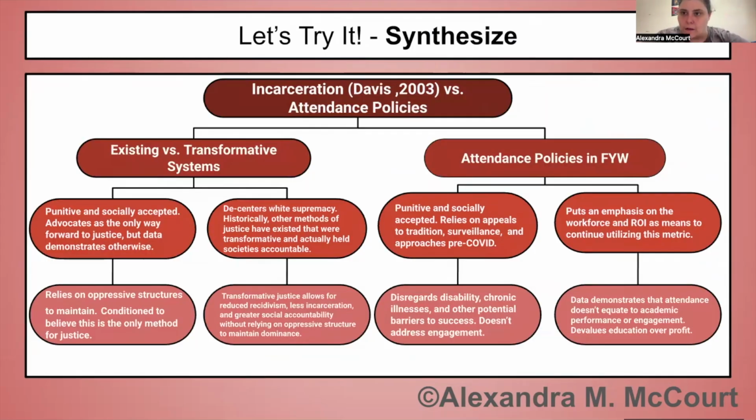Now let's synthesize all of this, right? Because now we have figured out what Davis is saying. We've begun to analyze it. And now we need to synthesize it in relation to a potential research question, right? And to remind you all, my research question was about first-year writing programs. And here I am talking about incarceration.